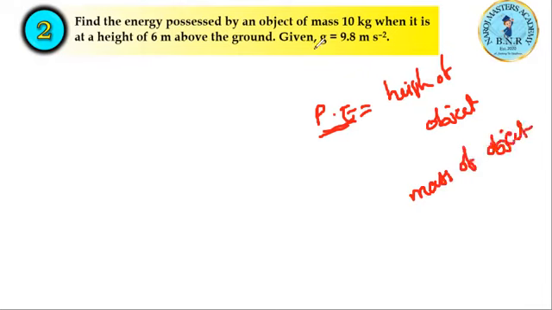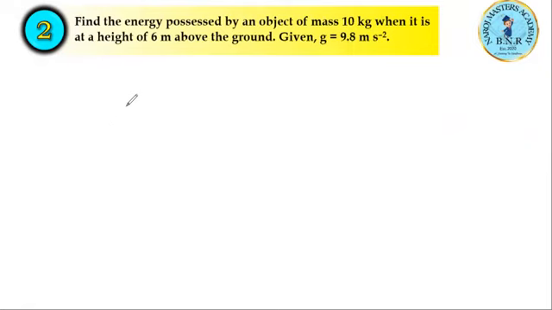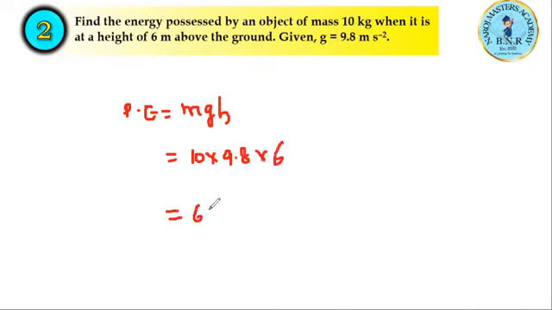Here it is clearly given g is equal to 9.8 meter per second square. If they don't give it, please simply consider g is equal to 10 meter per second square. Okay, very simple. Potential energy is equal to mgh. m is given as 10 kg, g is given as 9.8, height is given as 6. So 60 into 9.8. Approximately, if you consider it as 10, then 600. So it comes to 500 and something, 590 something you will get.